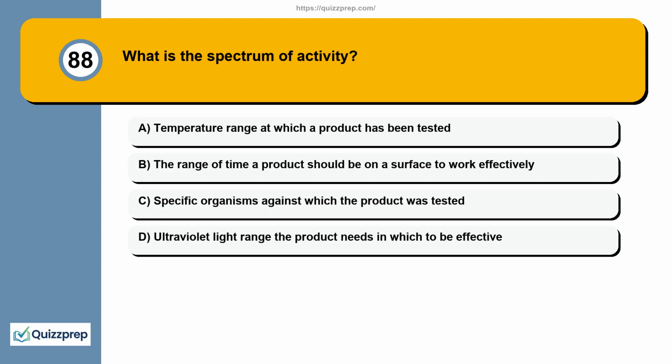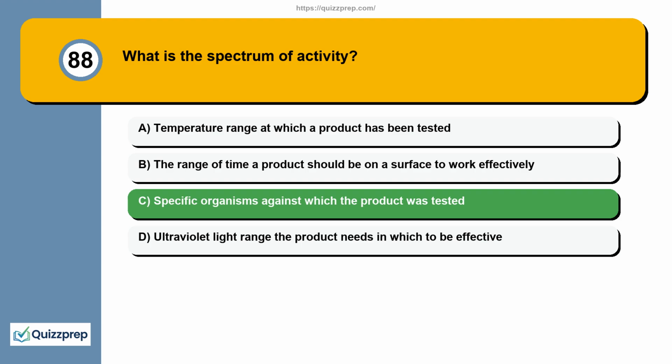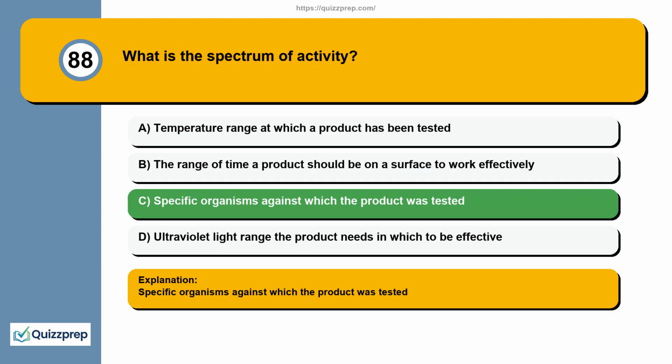Question 88. What is the spectrum of activity? Option A, temperature range at which a product has been tested. Option B, the range of time a product should be on a surface to work effectively. Option C, specific organisms against which the product was tested. Option D, ultraviolet light range the product needs in which to be effective. The correct answer is option C, specific organisms against which the product was tested.